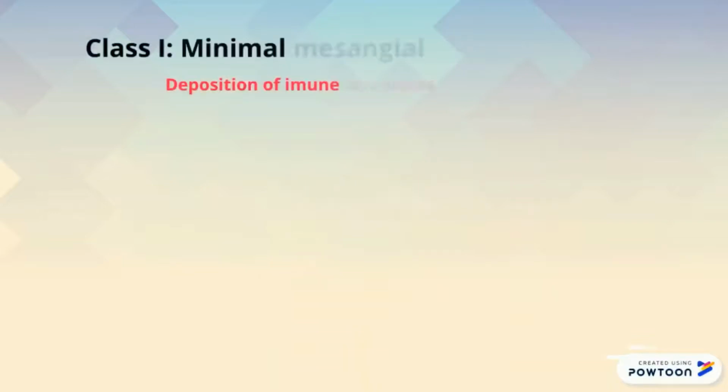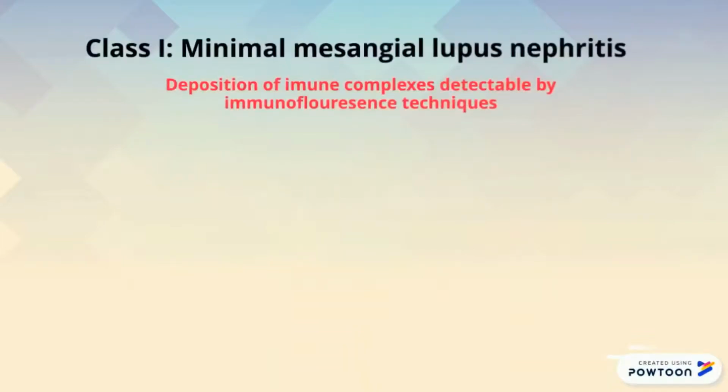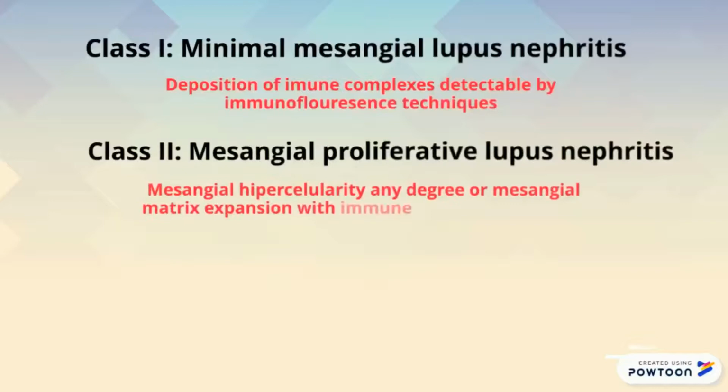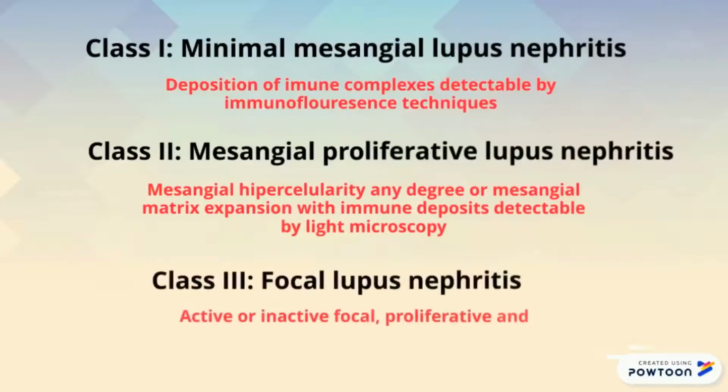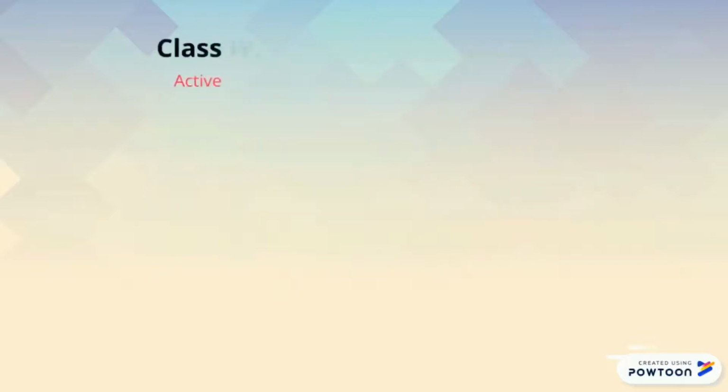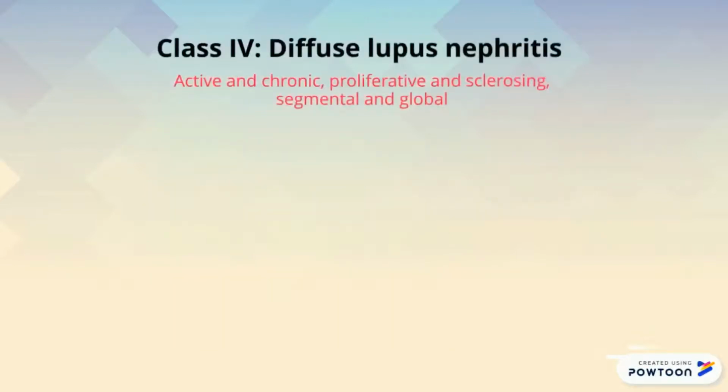Stages. Class 1 is where minimal mesangial lupus nephritis occurs. In Class 2, mesangial proliferative lupus nephritis. In Class 3, focal lupus nephritis in the form of active and chronic, undergoing proliferative and sclerosing. For Class 4, diffuse lupus nephritis, where it undergoes active and chronic, proliferative and sclerosing, segmental and global.